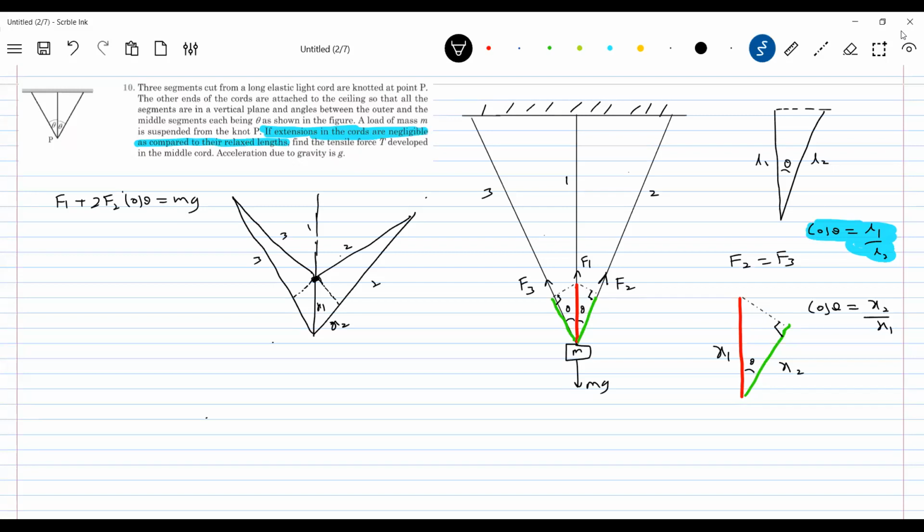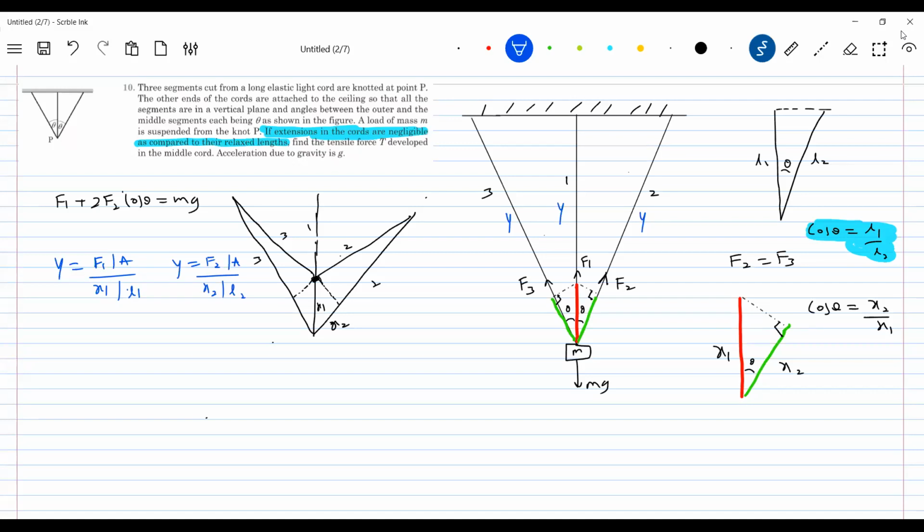We have this one. Now, all are made up of the same material, so they will have the same Young's modulus. So then we'll try to write some relationship. This elastic constant is related to F1 by A, elongation X1 by L1. Similarly, F2 by A. Now there's one formula related to Young's modulus and the force.